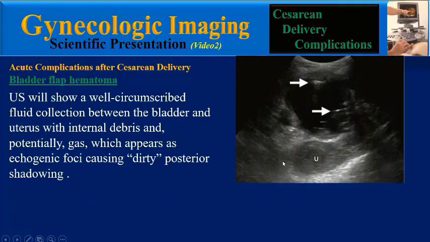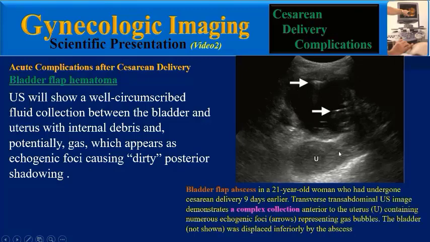Ultrasound will show a well-circumscribed fluid collection between the bladder and uterus with internal debris and potentially gas, which appears as echogenic foci causing dirty posterior shadowing. As we can see here, bladder flap abscess in a 21-year-old woman who had undergone cesarean delivery 9 days earlier. A transverse abdominal ultrasound image demonstrates a complex collection anterior to the uterus containing numerous echogenic foci representing gas bubbles.